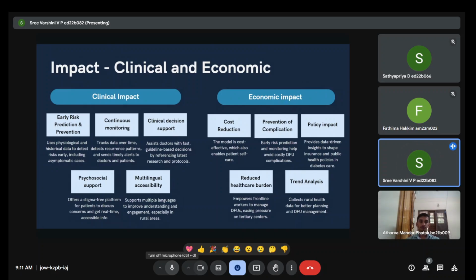It also helps in clinical decision support for doctors when decisions are ambiguous, because this chatbot can take in historical data and various types of data and provide the decision and help in the decision that the doctor needs to make for diabetes care.